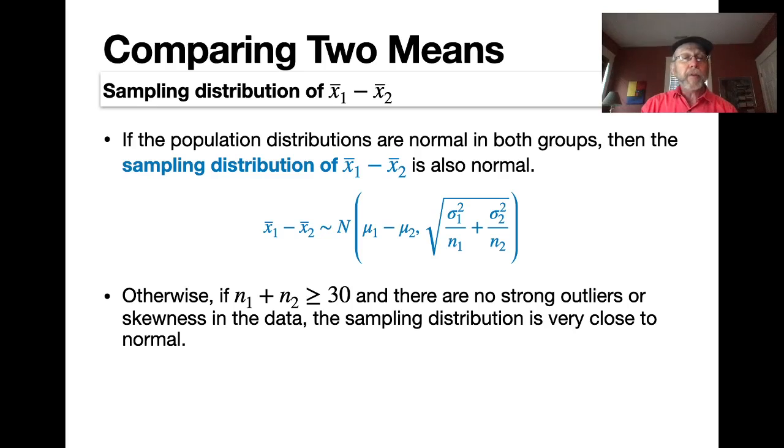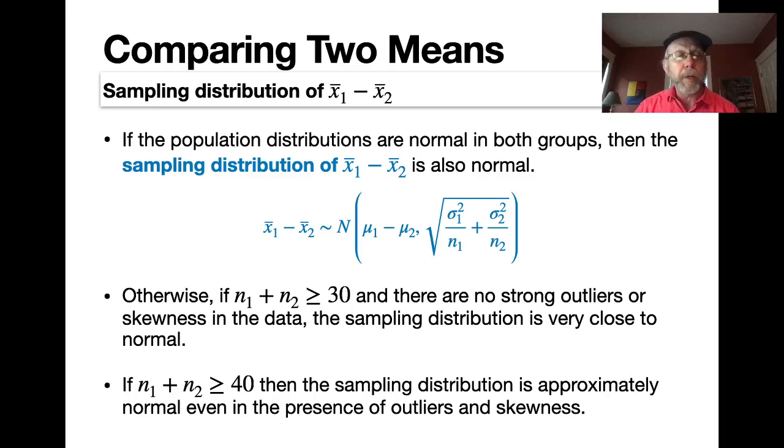And even if there is strong skewness, just jacking up the sample size a little bit more, if the total sum of the samples in both groups is at least 40, then you can rest pretty well assured that the sampling distribution of x1 bar minus x2 bar is going to be very close to normal.